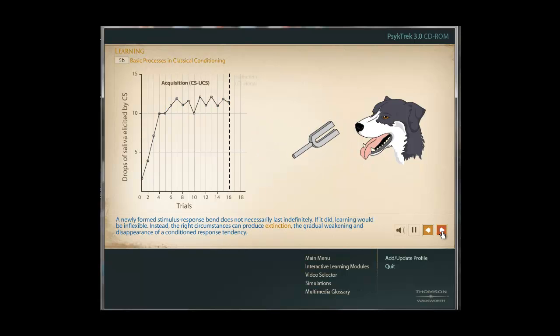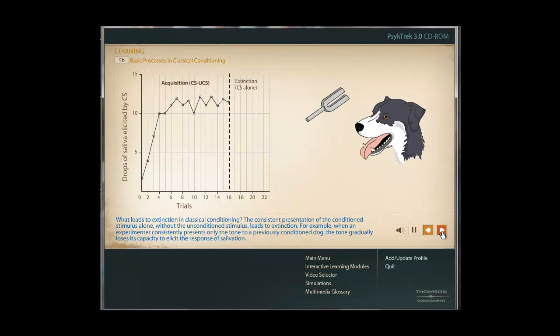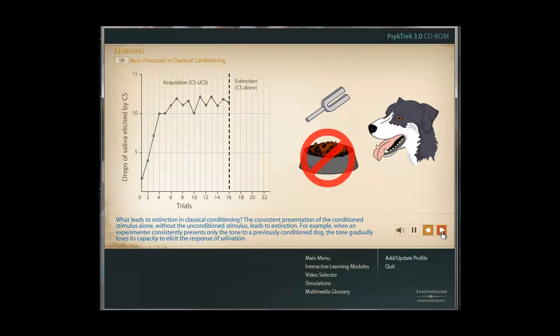A newly formed stimulus-response bond does not necessarily last indefinitely. If it did, learning would be inflexible. Instead, the right circumstances can produce extinction, the gradual weakening and disappearance of a conditioned response tendency. What leads to extinction in classical conditioning? The consistent presentation of the conditioned stimulus alone, without the unconditioned stimulus, leads to extinction.